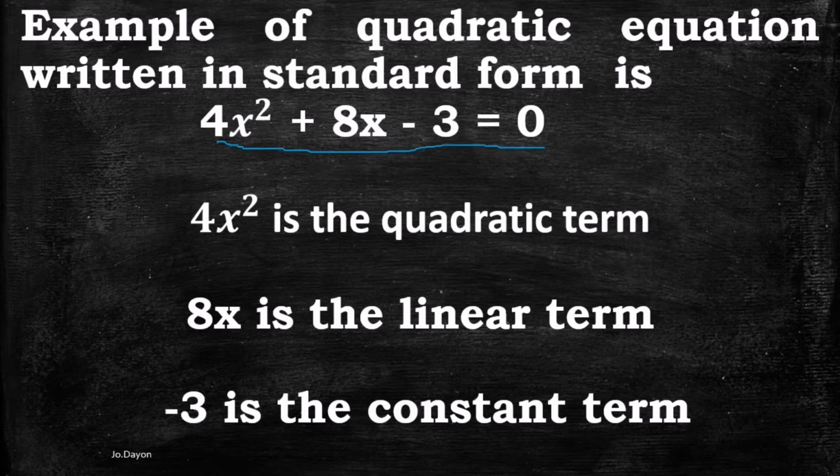If you have observed, the terms on the left side of the equation are arranged starting with the second degree term, followed by the first degree term, and the constant term. And on the right side of the equation, we have 0. So this is the standard form of a quadratic equation. With this standard form, the quadratic term is 4x squared, the linear term is 8x, and the constant term is negative 3.